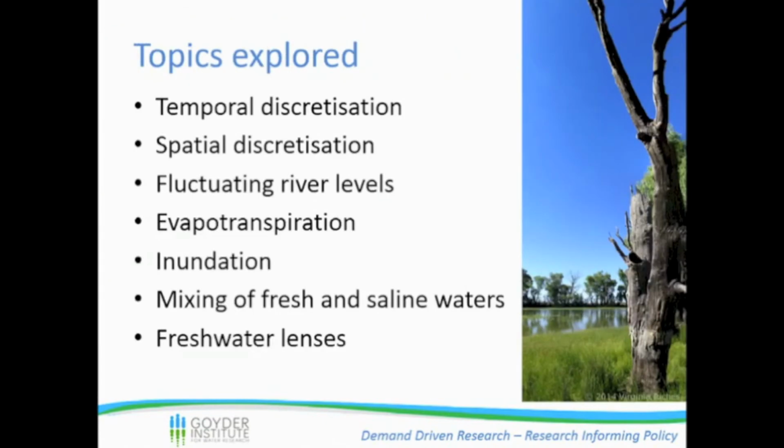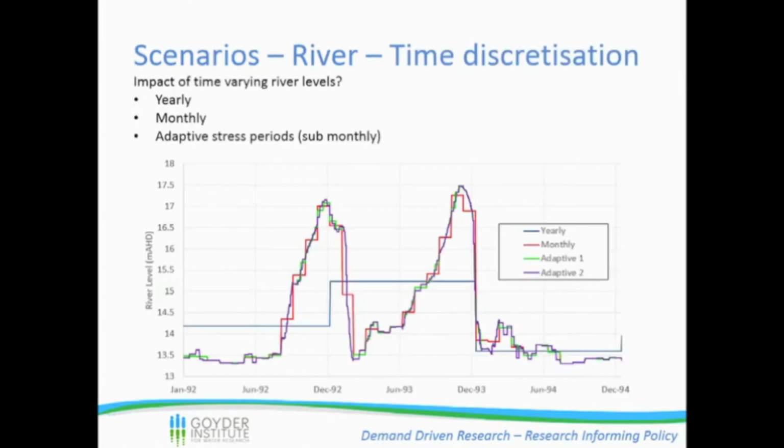So the sorts of topics we're exploring include temporal discretization. How much detail do we need to put into that? Spatial discretization. What's the best way to simulate fluctuating river levels? Evapotranspiration, inundation. Our literature review showed that there were multiple ways of simulating these that all look quite reasonable. So we are currently comparing them all. Inundation, solute transport, so the mixing of fresh and saline waters, and freshwater lenses and density dependence. So very quickly, apparently.